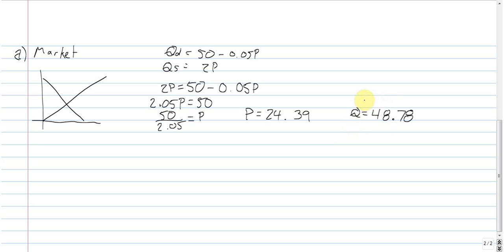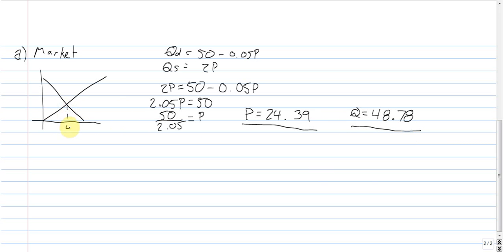I know some of you on tests like to write down every single decimal place that you see. That's really not necessary or correct. If you've taken any science, you'll know about significant figures, and I tend to just go with that. Okay, so that is the market outcome, right? A price of 24.39 and a quantity of 48.78.